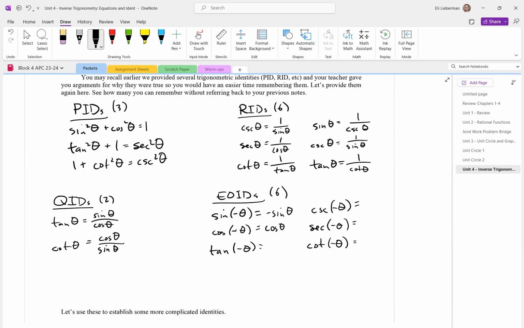Tangent of negative theta is negative tangent theta. And then of course, the reciprocals mirror the original, so negative cosecant theta, secant theta, and negative cotangent theta. Yeah? So you have to know these identities. But there are many identities that you're going to see that you don't have to know.